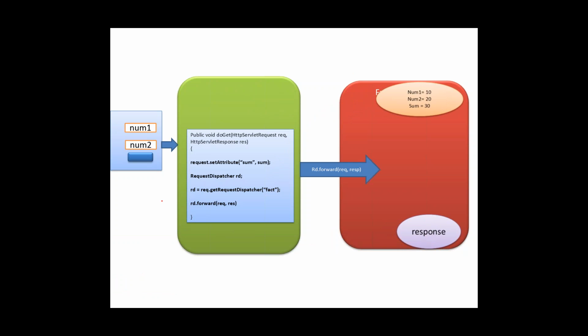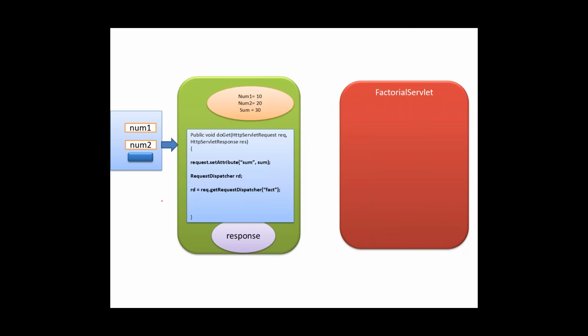Or would you like me to explain it one more time? Over here you see, I want to transfer the control from this servlet to this servlet. If I have to transfer the control from one servlet to another servlet, you will take help of a class called requestDispatcher. This requestDispatcher has a method called getRequestDispatcher. That is, to which servlet you want to transfer.